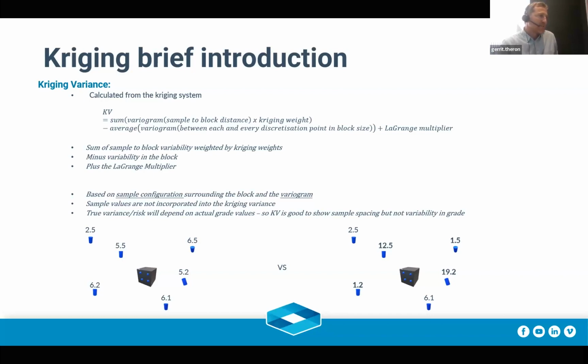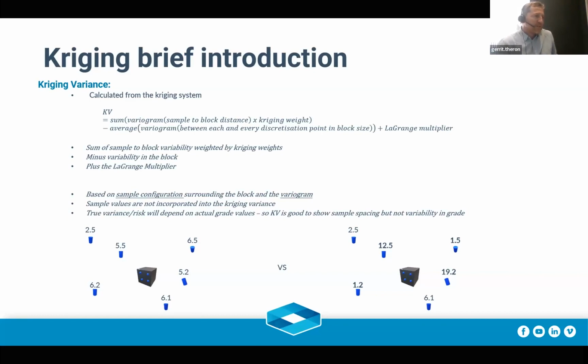Right, so to summarize, it's the sum of the sample to block variability weighted by the Kriging weights, minus the variability in the block, plus the Lagrange multiplier. Okay, so you can see there's no mention of grades in there. It's based on the sample configuration surrounding the block and the variogram. Sample values are not incorporated into the Kriging variance at all, as you can see.